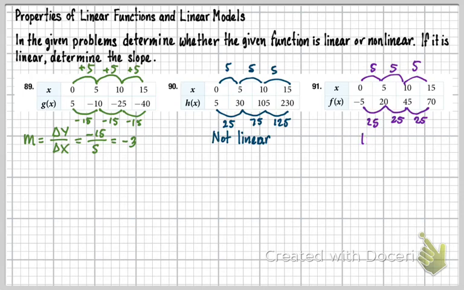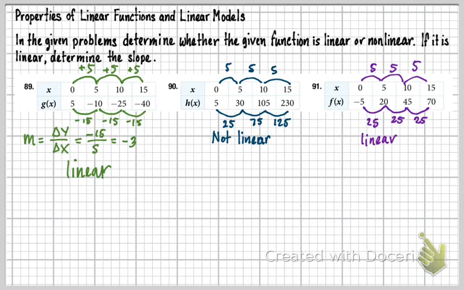Oops. I should have written that for the first one, and I didn't. I should have written linear here too. It said determine if it's linear, so I should have written it down there. I just jumped to the slope right away.